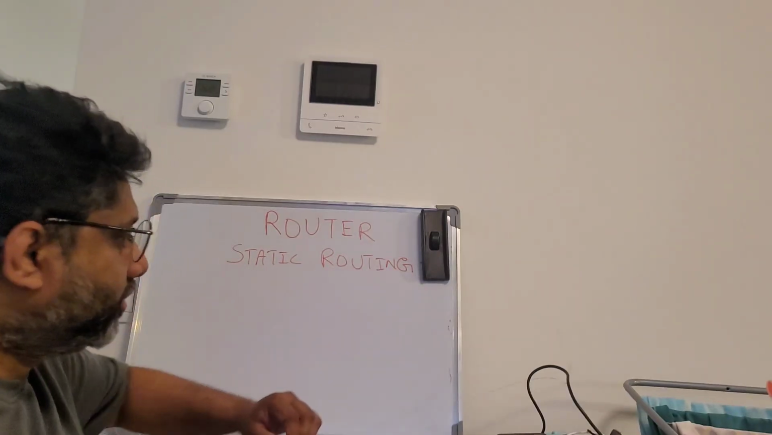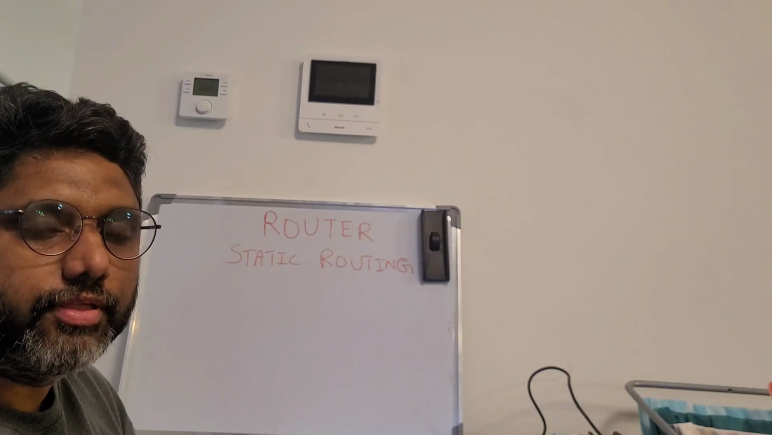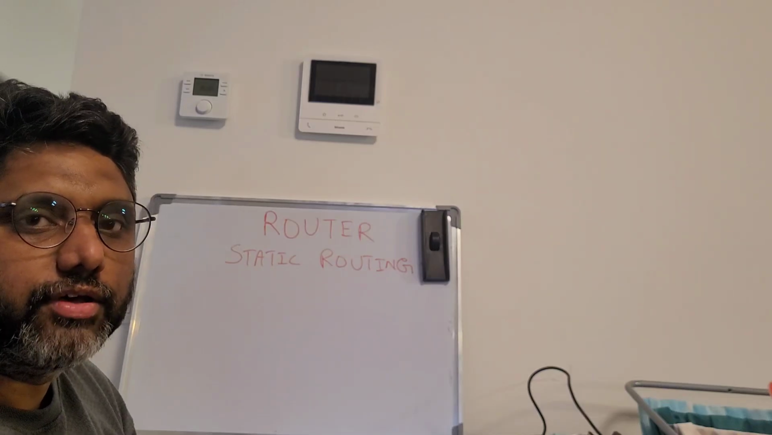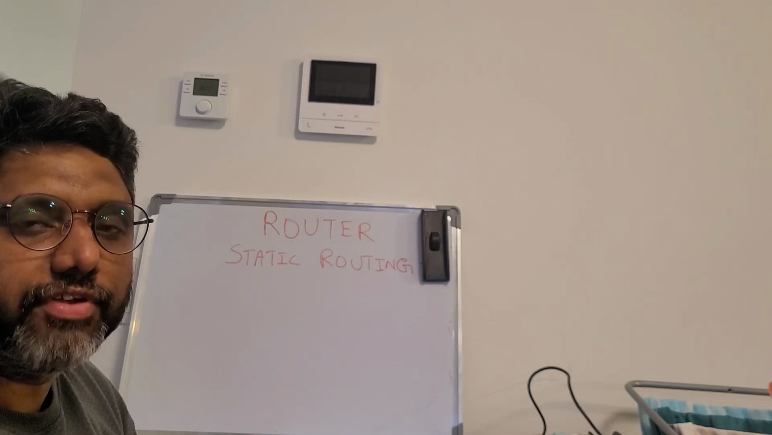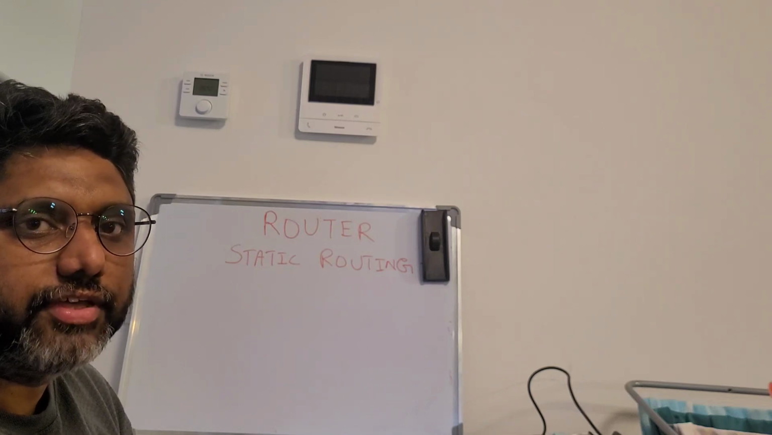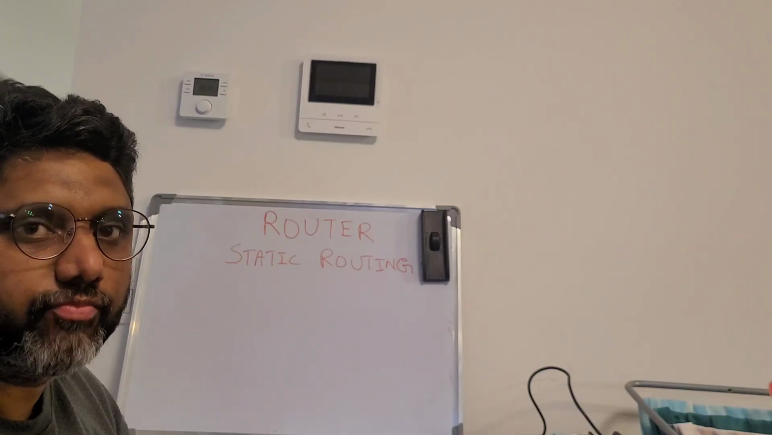So today we'll be discussing router static routing. Basically, we need to first understand what a router is. A router is a network element in the internet where more than one interface is present. When I say interface, I mean the connection to the internet will be more than one interface.